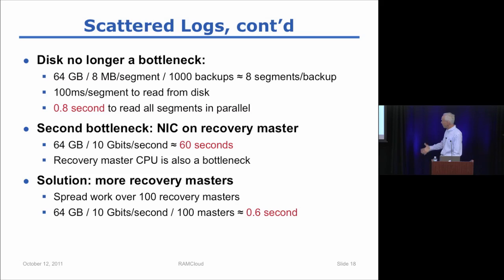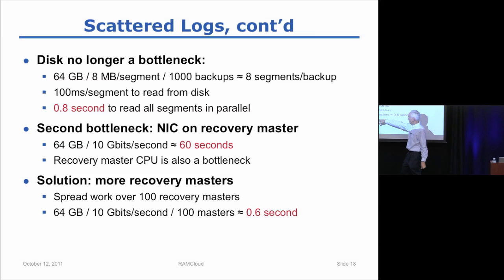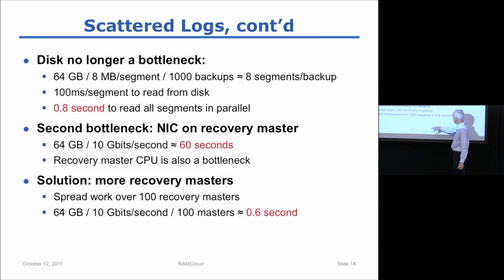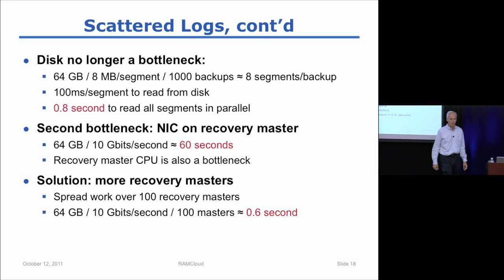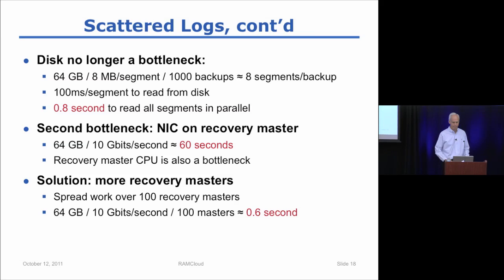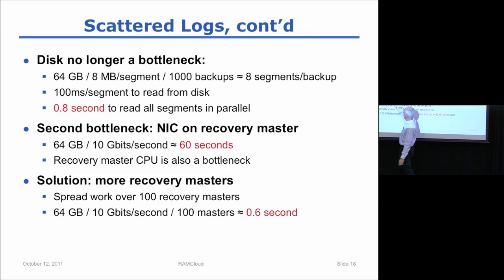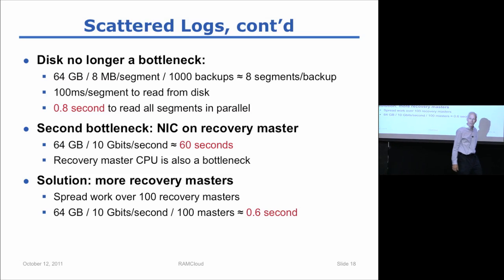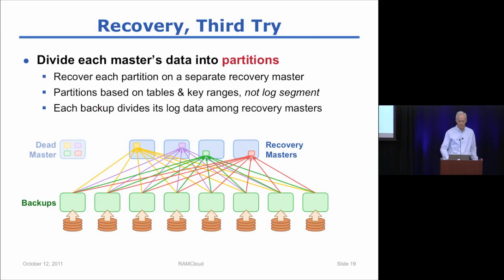So the next solution is we have to have more recovery masters. We have to spread that work out. So if we could take 100 machines, have each one of them recover 1/100th of the lost information, then if you apply the network speed, say 10 gigabits per second, now we can get the data into those machines in about half a second, a little bit more than half a second. And if we can somehow overlap the network transmission with the disk reading, we can get the whole thing done in about a second. And that is, in fact, how RAMCloud works.